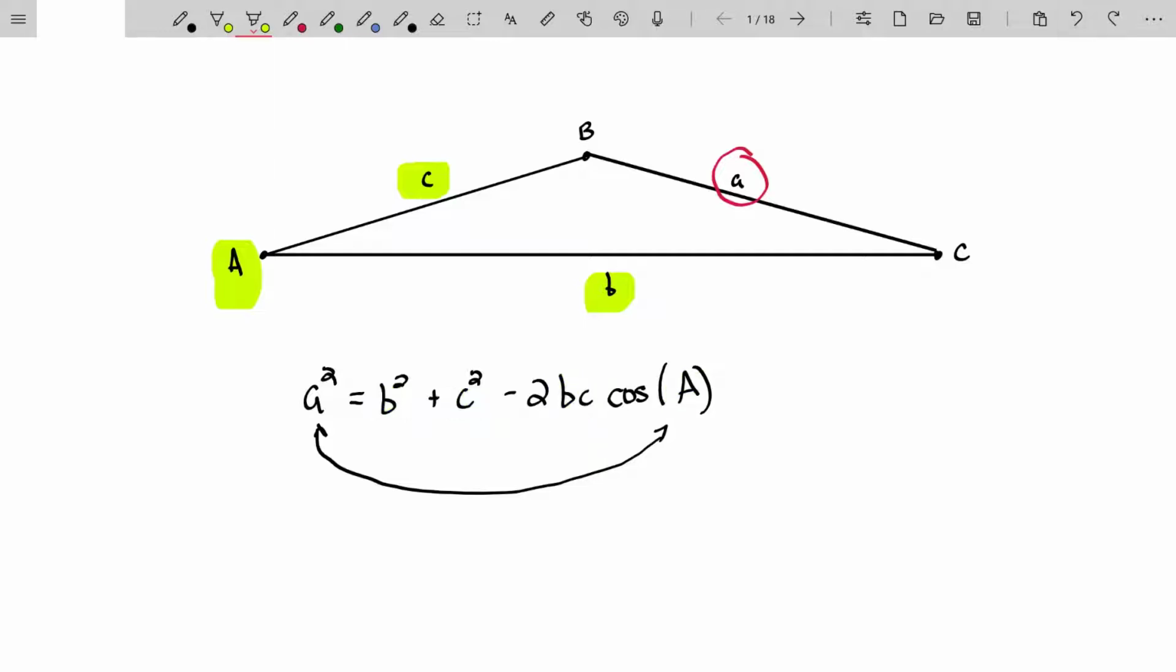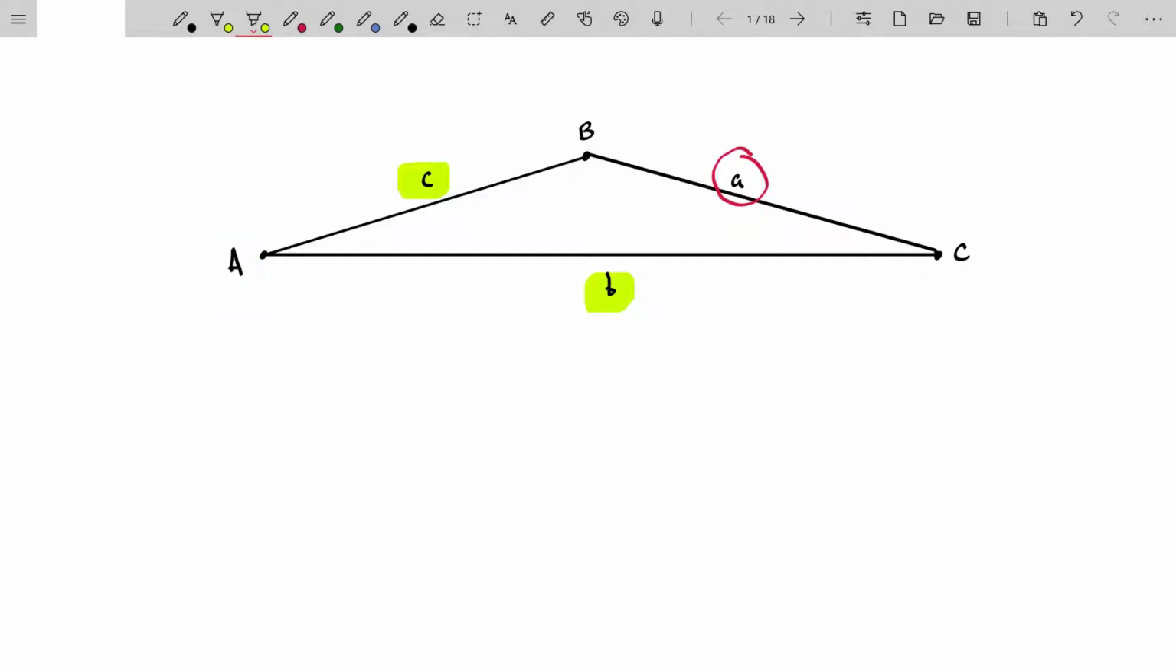Now, what if instead of all of that, let me go ahead and just erase all that. What if instead somebody said, I didn't give you angle A and side B and C, but instead I gave you angle B and side A and side C. And they ask, find side B, for example. Again, I would just say, okay, great. That missing side B squared is the same thing as A squared plus C squared.